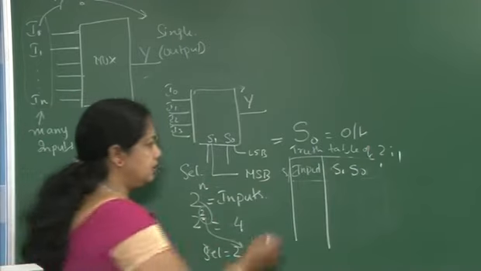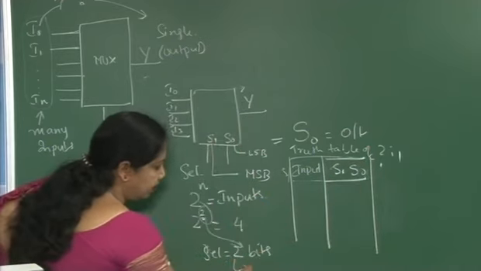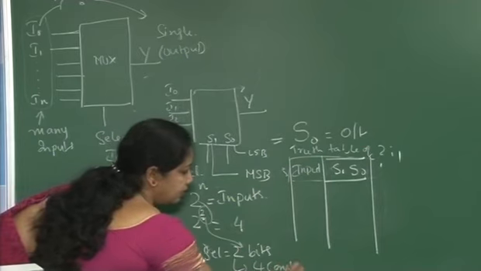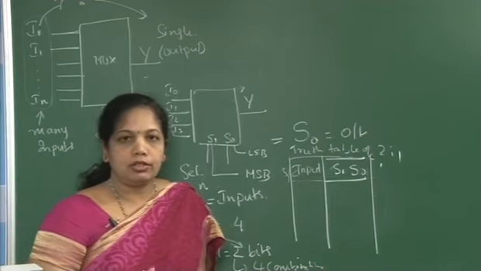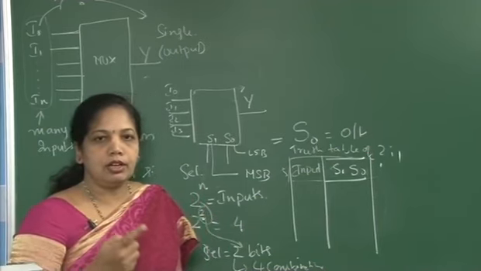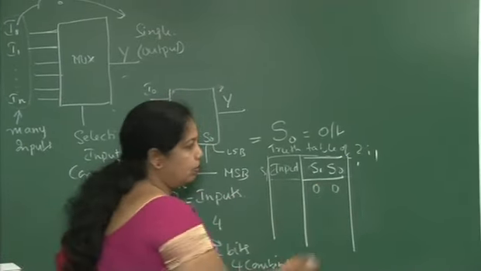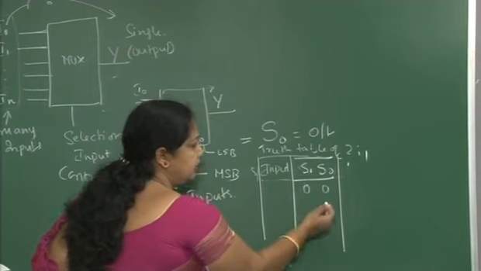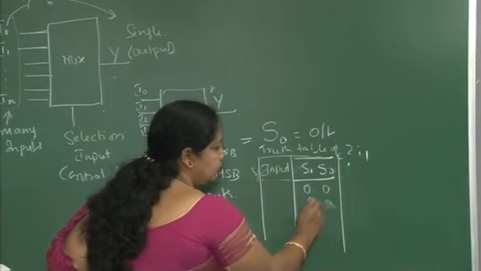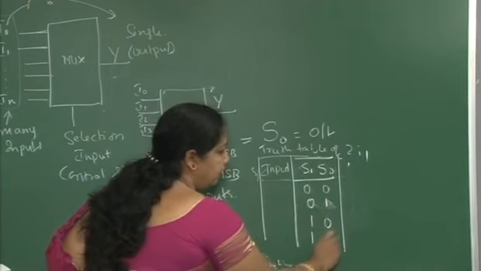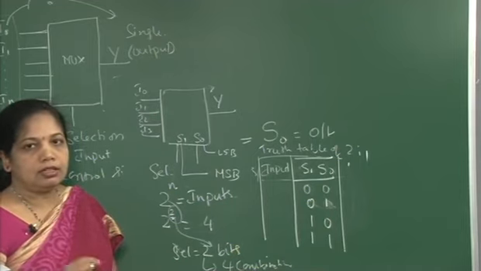If we have 2 selection bits, I am going to generate 4 combinations. Out of 2 selection bits I can generate 4 combinations. So the 4 combinations are written like this: since this is the LSB and this is the MSB, 0 0, 0 1, 1 0, 1 1. These are the 4 combinations that I am going to write for the selection bits.